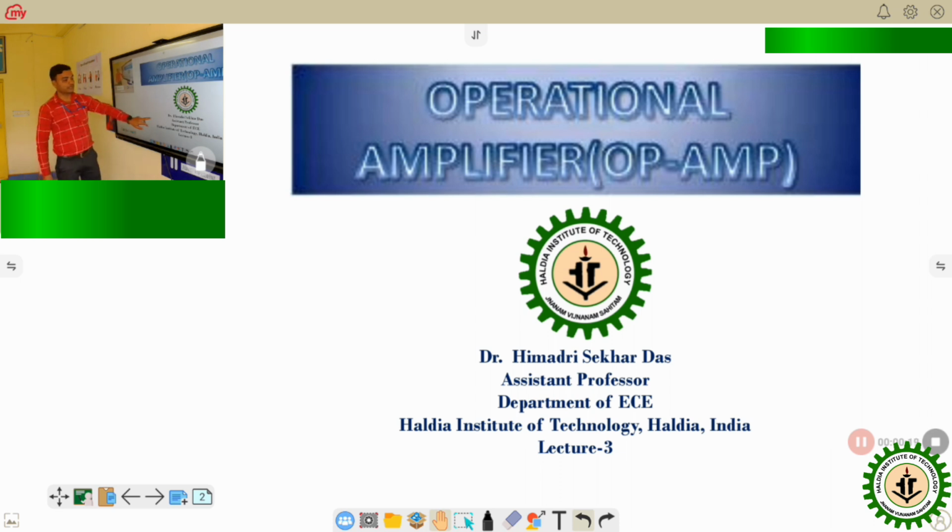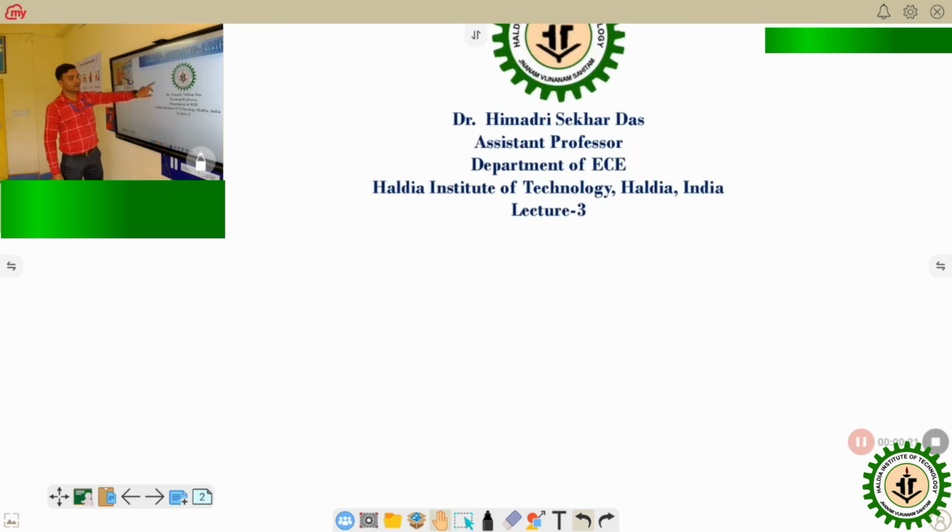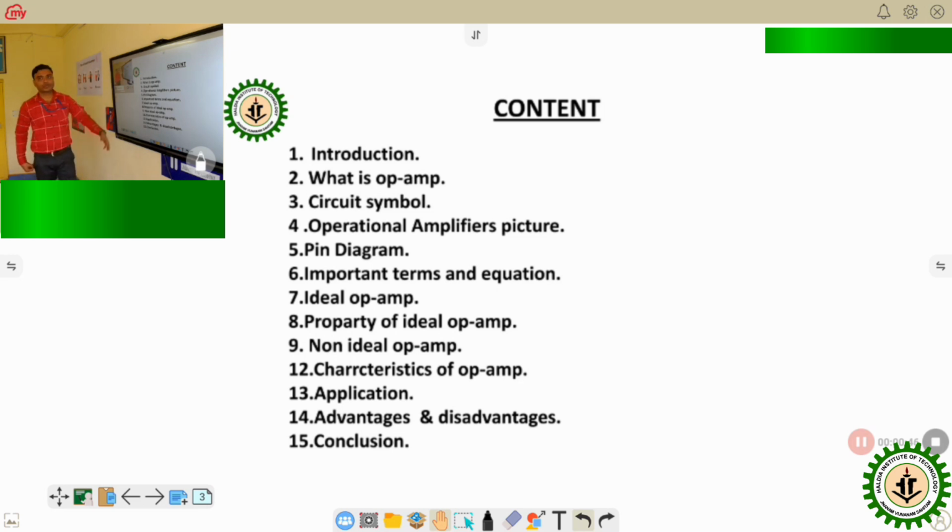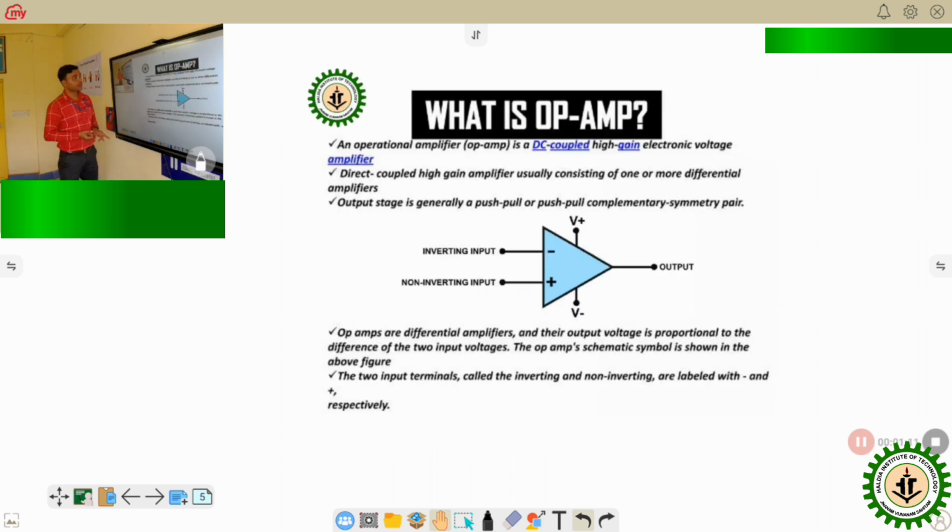Before I go through the details of this op-amp, the content of the lecture is like that: introduction, what is op-amp, the circuit symbol, picture, pin diagram, important terms and equation related with that of op-amp, properties of the ideal op-amp and non-ideal op-amp, characteristics of op-amp, and different applications and their advantages and disadvantages.